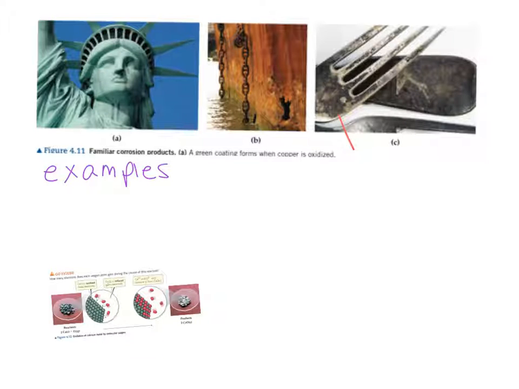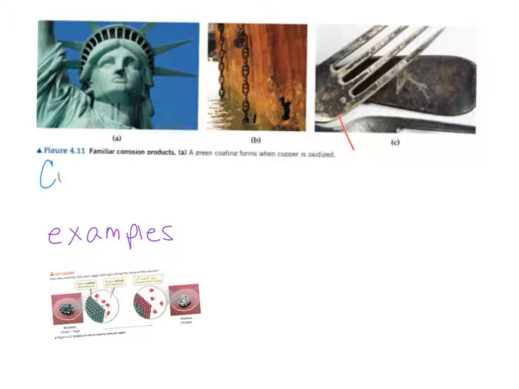Now you don't have these pictures in your notes, I know, but these are three examples of the corrosion of metal. In the Statue of Liberty, you have copper being corroded. When copper is corroded, it is oxidized to Cu2+, and once it becomes this ion, it forms compounds with carbonates and hydroxides, which is why you get the green color outside of copper. That oxidation stays on the outside of the Statue of Liberty.